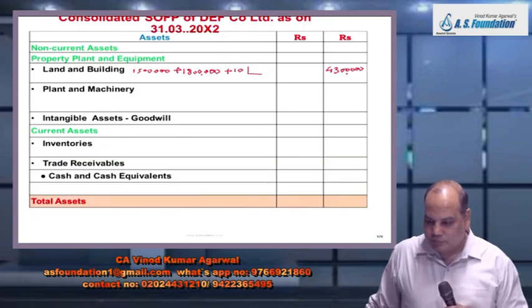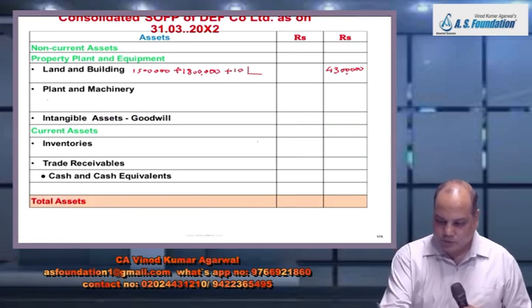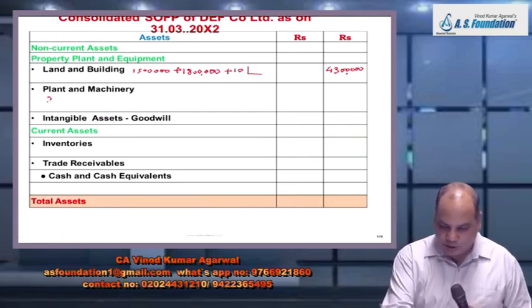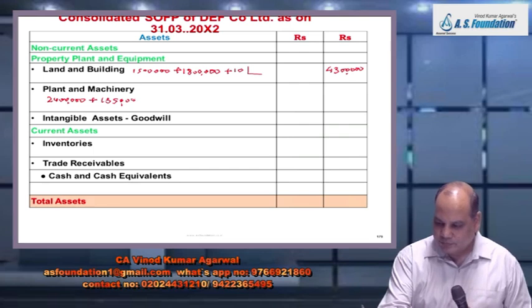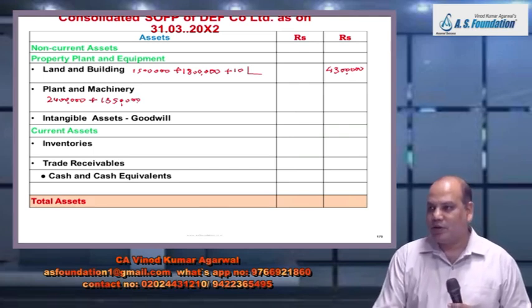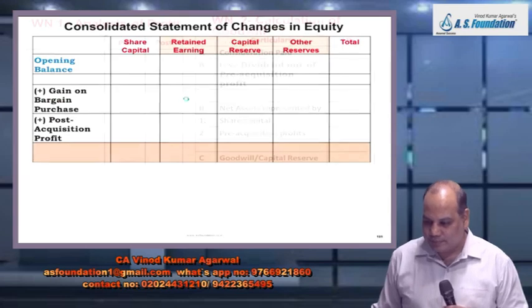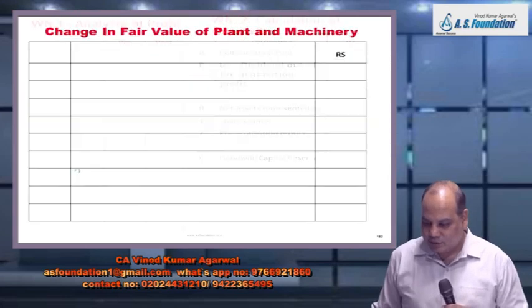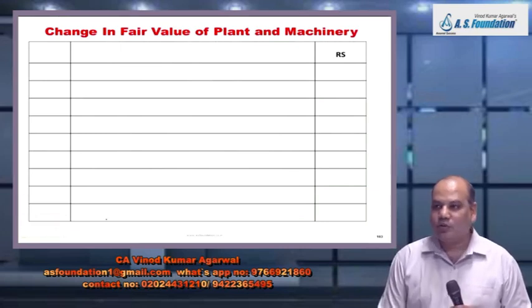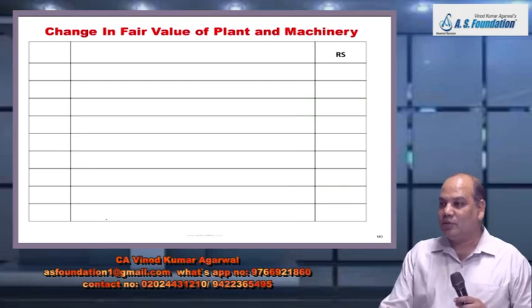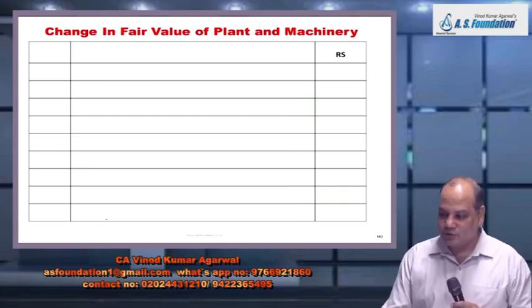Come to the plant and machinery, SOFP. Parent company is 24 lakh. Subsidiary 13 lakh 50,000. Wait. In subsidiary company there are adjustments. So I'll go to working note 3. This is working note 3. We have to find out how much is fair value gain or loss and how much is additional depreciation charged.